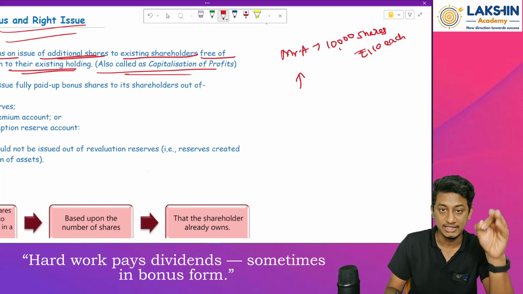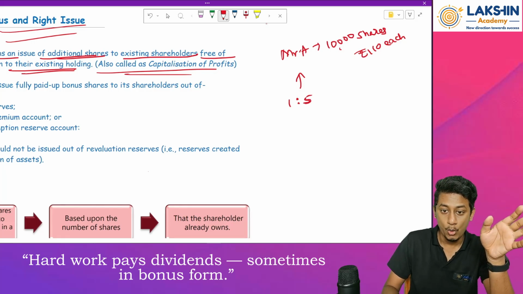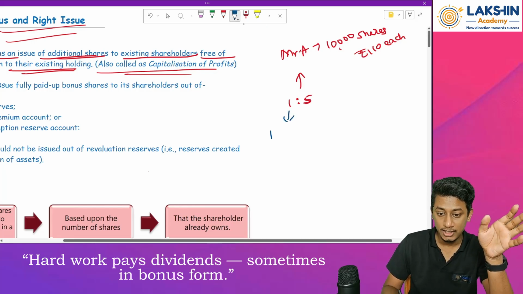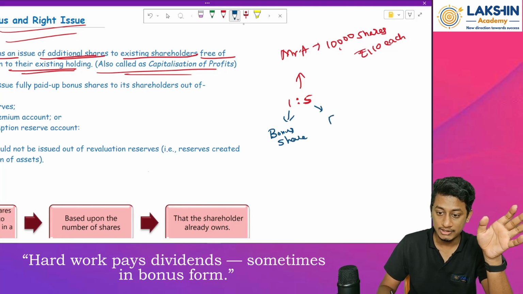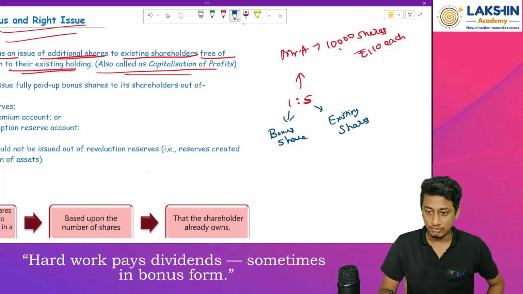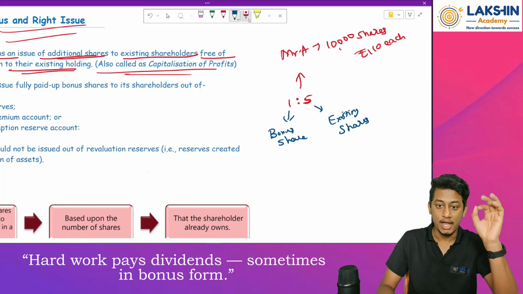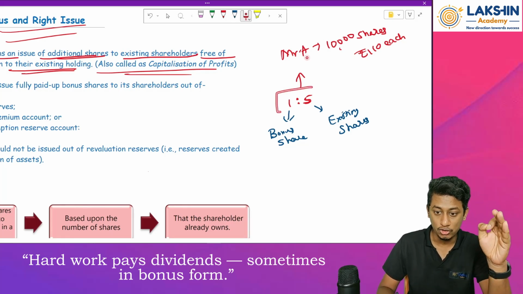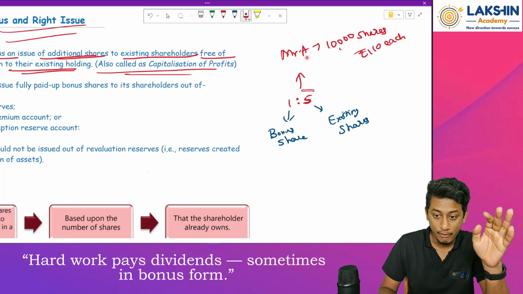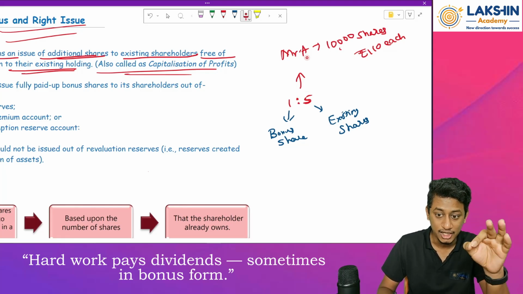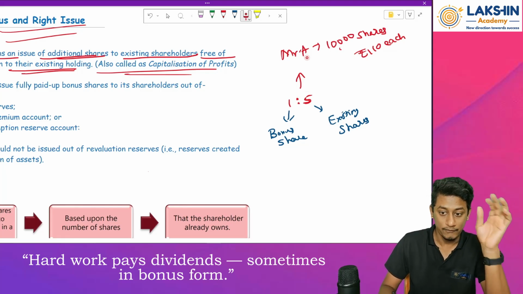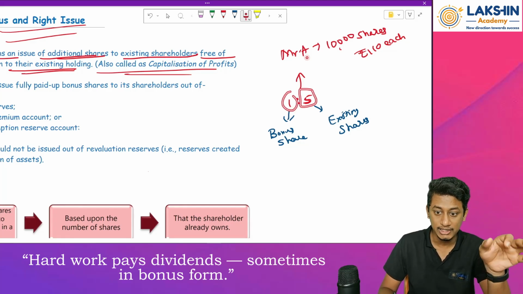Now the company says the issue of bonus will be 1:5. What do you mean by this 1:5? 1 over here means bonus share, and 5 over here means existing shares. Now comes the question, how to read this. Whenever the company says the bonus issue will be in the ratio of 1:5, that means for every 5 shares held, you will get one bonus share.